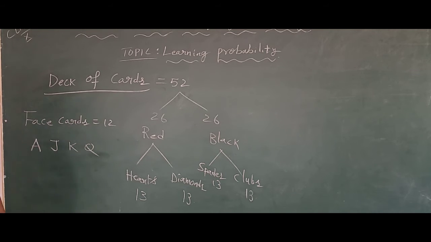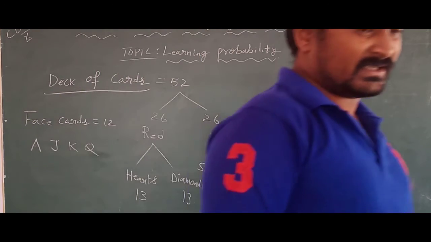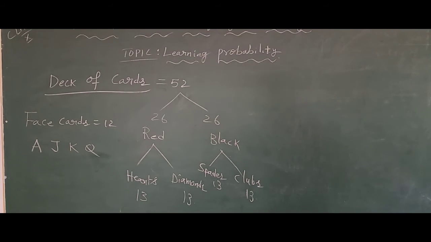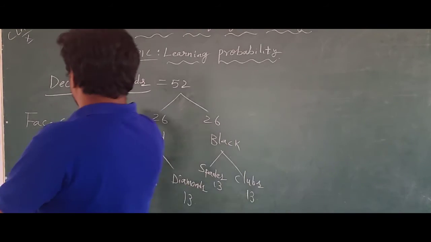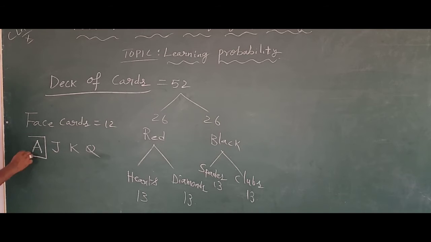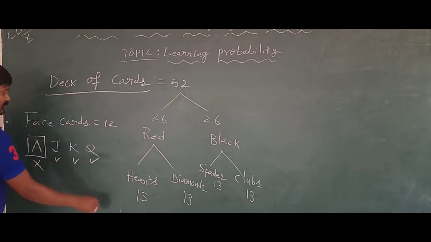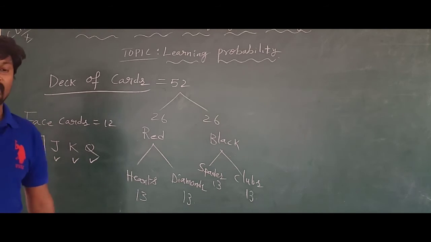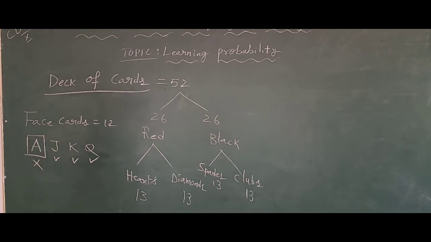When you are playing, you can tell me. I'll wait for 1 minute. Okay, you are not able to say, so let me tell you all now. In this, A is not a face card. Only J, K, Q, that is Jack, King, Queen, are the face cards. Each of these three has 4, so 4 into 3, 12 face cards are possible.